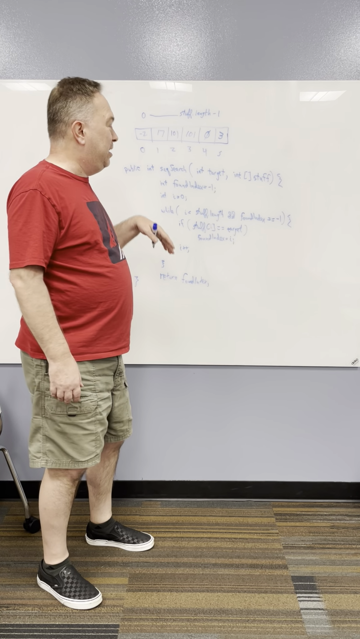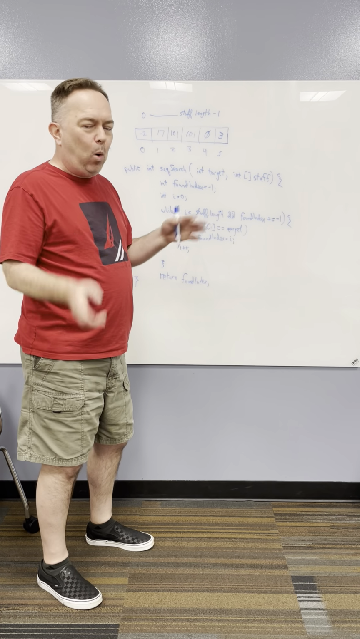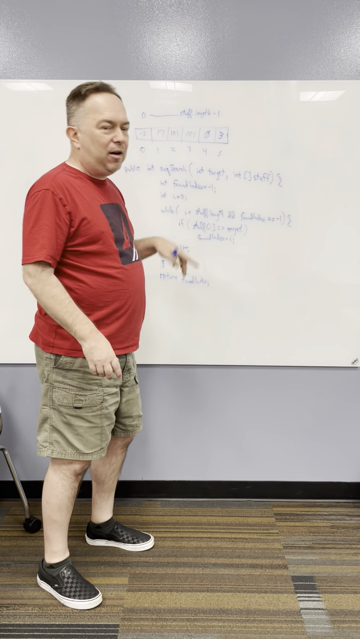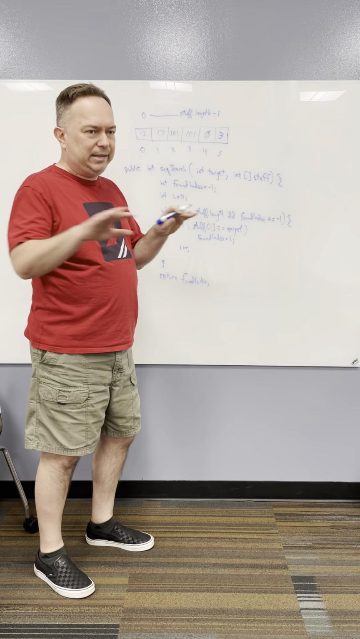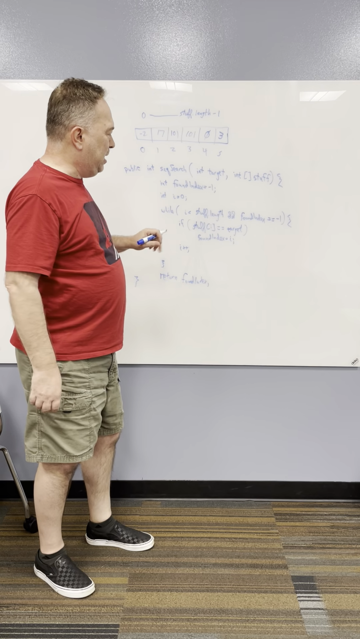So there's your "and." While those two things are true, we keep going. If one of those two things is false, we stop. So either we've run off the end of the array, we stop, or if we found something, we stop. So we don't do extra work. Okay? So then that means in here, what did I say?